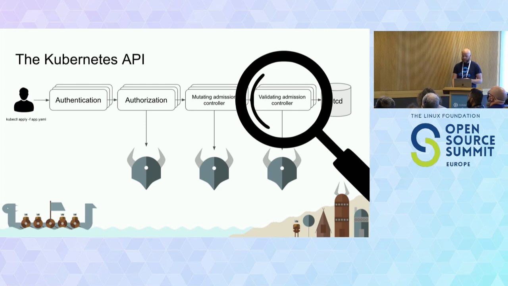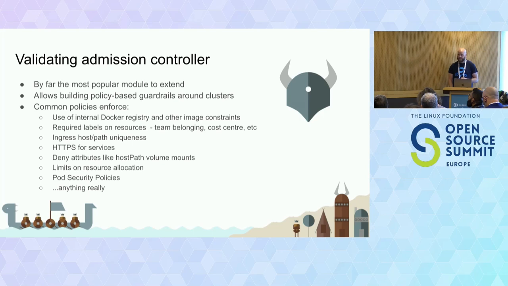So we're going to zoom in here on the validating one. We don't really do authentication with OPA, but authorization and mutation or validation is basically what we do here. So I'm going to zoom in on the validating admission controller. The reason I chose that is it's by far the most popular module to extend. And the reason for that is that it allows us to build policy-based guardrails around our clusters.